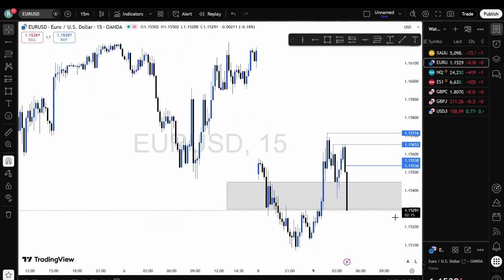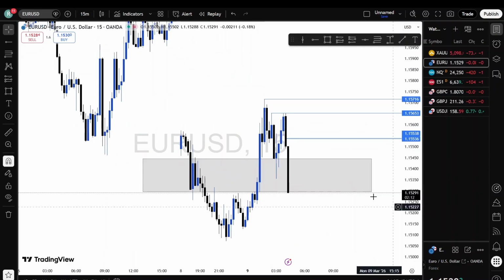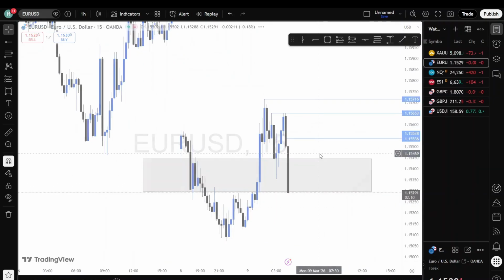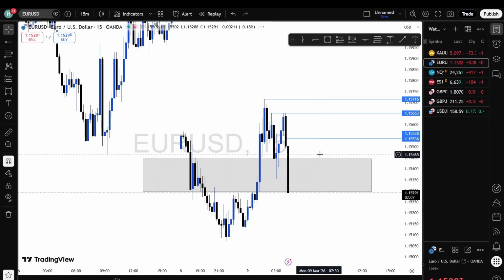Okay, it's giving a sharp move. Nice. Okay, maybe it's just to trap the sellers. Sorry, yeah, sellers, I'm saying. But we'll have to wait for the confirmation. 15 minutes FVG got created. 15 minutes is now.